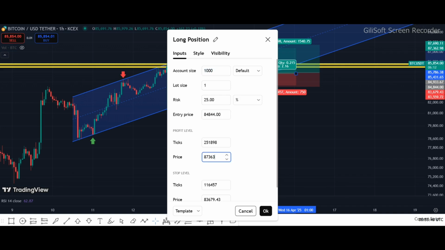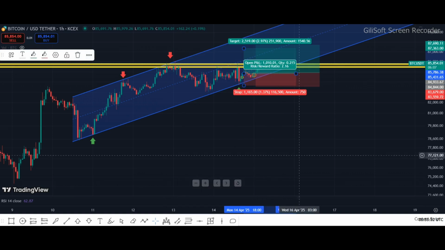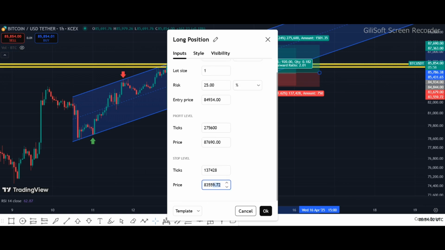So our entry price is 84,934. TP1: 85,960. TP2: 87,690. SL: 83,560.